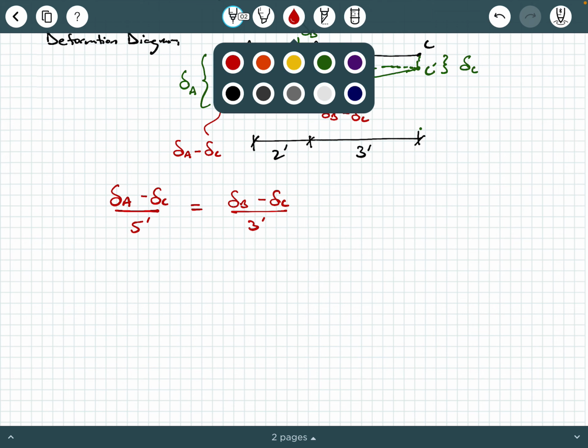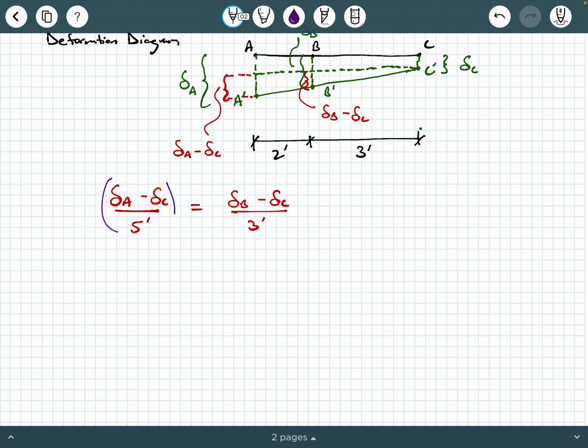So I'm going to multiply both sides of this equation by the constant 15. Now you may be wondering, why am I multiplying both sides by 15? Well, if you want to avoid dealing with fractions of 1/5 and 1/3, you find a common denominator between the 1/5 and the 1/3, which is 15, and you multiply both sides of the equation by that. If we do that, we end up getting 3 delta A minus 3 delta C equals 5 delta B minus 5 delta C.